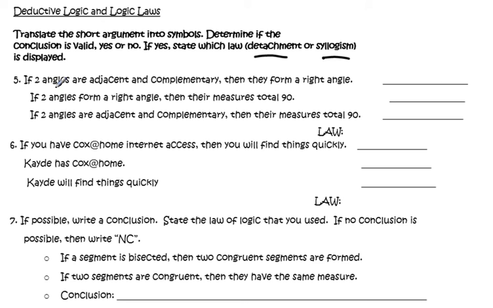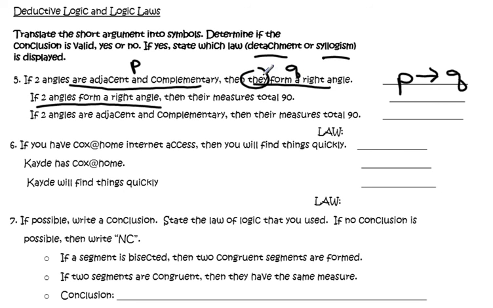So number 5, if two angles are adjacent and complementary, so adjacent and complementary is P, then they form a right angle. So then they form a right angle, that's Q. If two angles form a right angle, well, here's two angles forming a right angle, so that's Q. Then their measures total 90. Well, we haven't talked about measures totaling 90 yet. So we're going to call that R. It's a whole new statement.